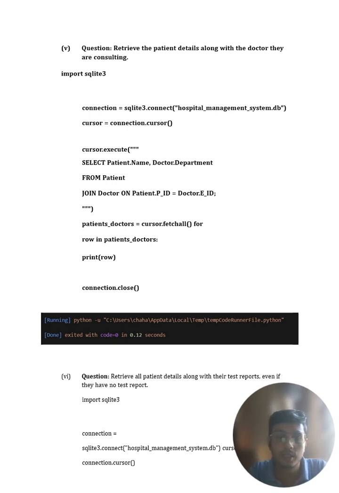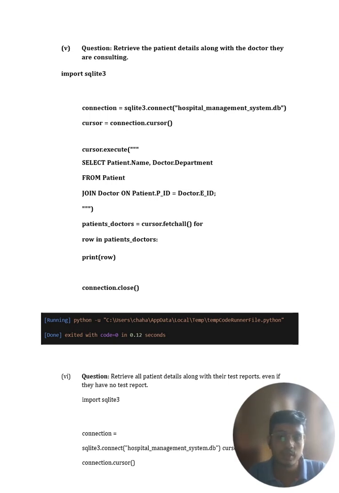So I've selected patient name, then doctor department from patient. Then I've joined doctor and patient, which is to be joined with the primary key, and this has to be fetched. Now this shows no output because there is no doctor appointed to the patient. So if I have to get an output, I should appoint one first. That's why it's not showing an output.